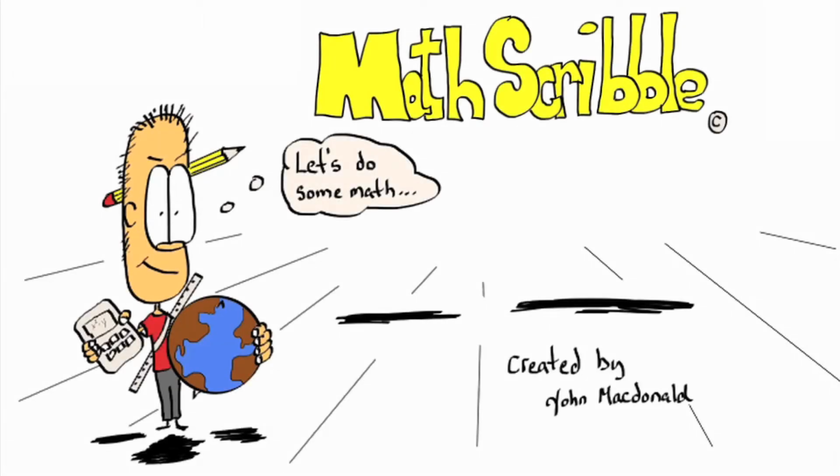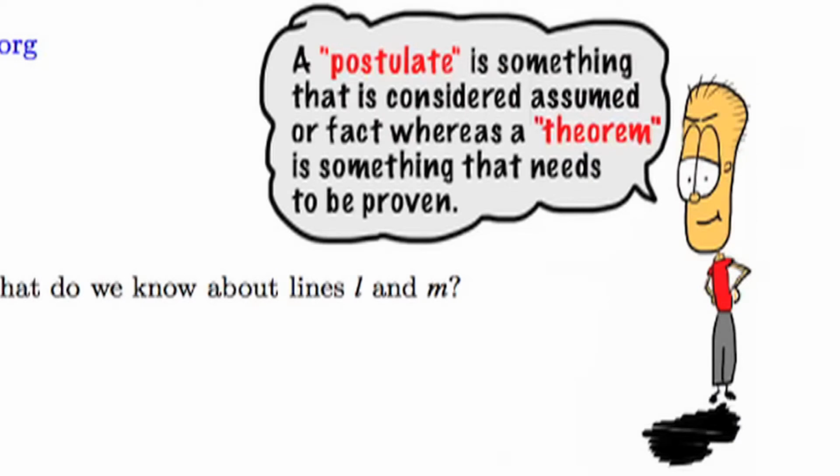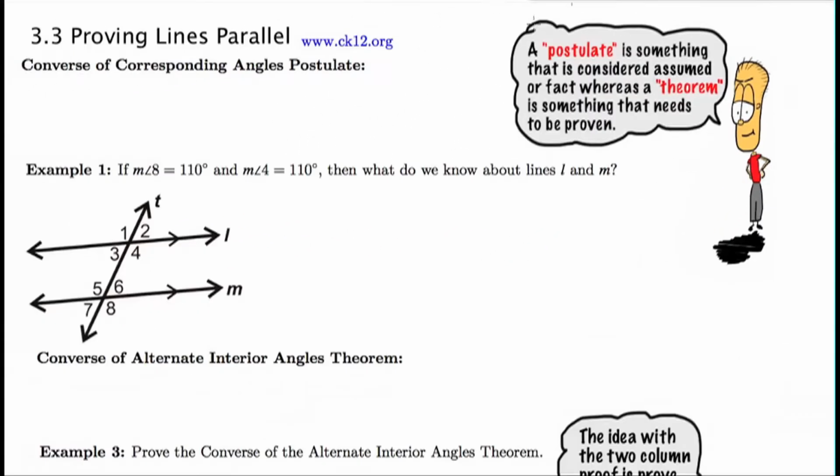Okay, 3.3, proving lines parallel. Well, before we start this section, let's talk about a postulate and a theorem. A postulate is something that is considered assumed or fact, whereas a theorem is something that needs to be proven.